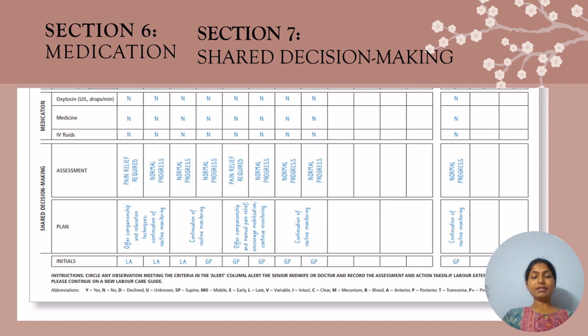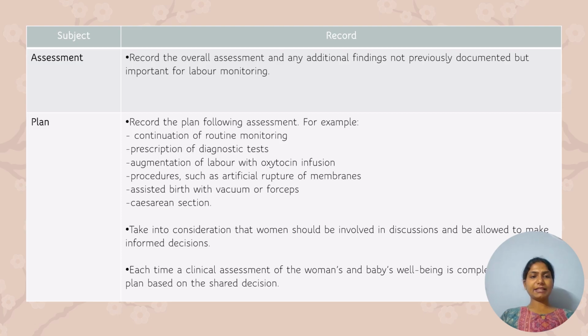We have to assess whether she requires anything, for example any pain relief, whether there is normal or abnormal progress of labor, and we have to plan the management. This is based on assessment and plan. Record the overall assessment and any additional findings not previously documented that are important for labor monitoring. We plan based on whether to continue routine monitoring, do any diagnostic test, augment the labor, do something called ARM, which is surgical augmentation, use forceps or vacuum as part of operative delivery, or take her up for an emergency cesarean section.